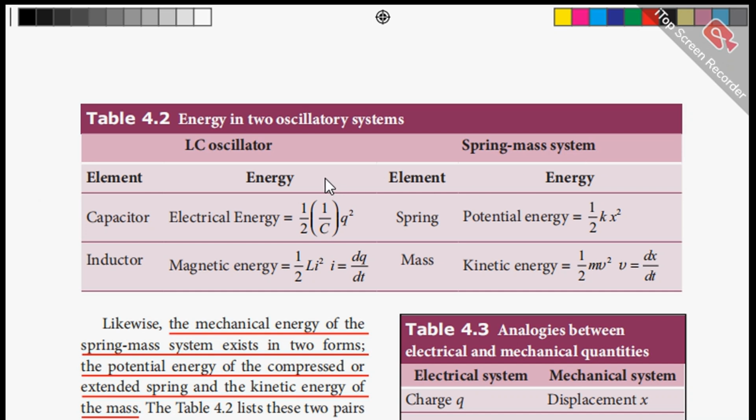So here the energy in two oscillatory systems are given. This is the LC oscillator, and this is the spring-mass system. Here the element is capacitor, for which the energy is given by half into 1 by C into Q square. And in the case of inductor, the magnetic energy is given by half Li square, where I is equal to dQ by dt. In the case of spring-mass system, the spring will have a potential energy of half kx square, and the kinetic energy is given by half mv square. So these are having similar formulas.